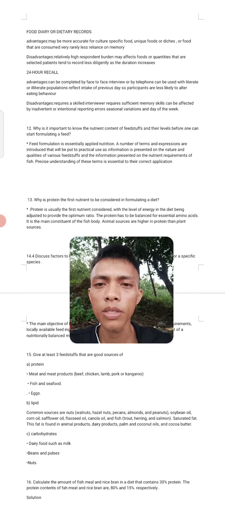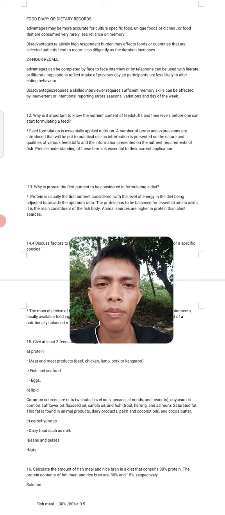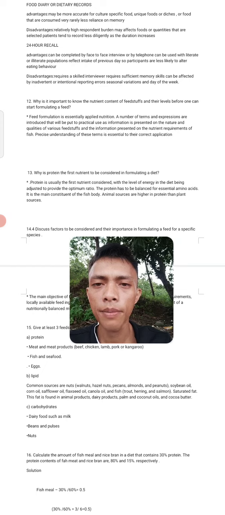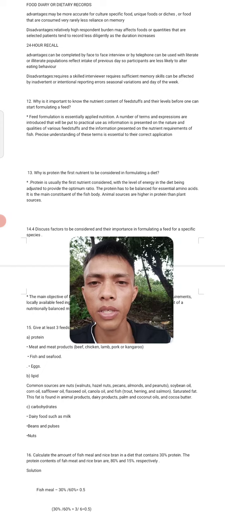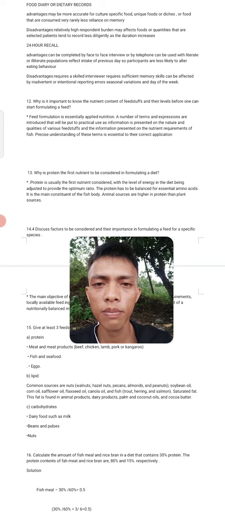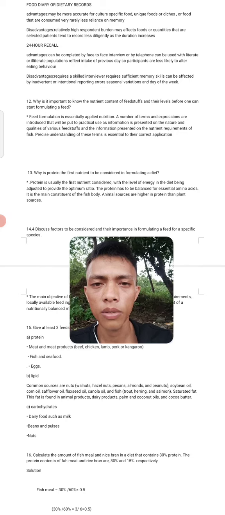12. Why is it important to know the nutrient content of feedstuffs and their levels before one can start formulating a feed? Feed formulation is essentially applied nutrition. A number of terms are introduced that will be put to practical use as information is presented on the nature and quantities of various feedstuffs and the nutrient requirements of the fish. Precise understanding of these terms is essential for the correct application.